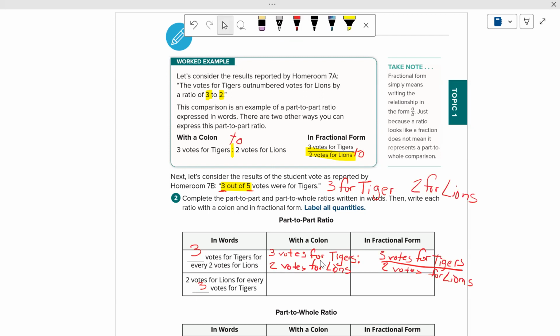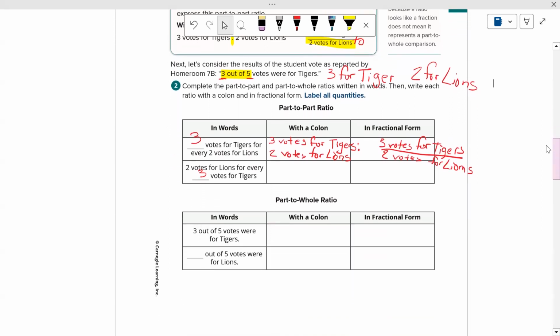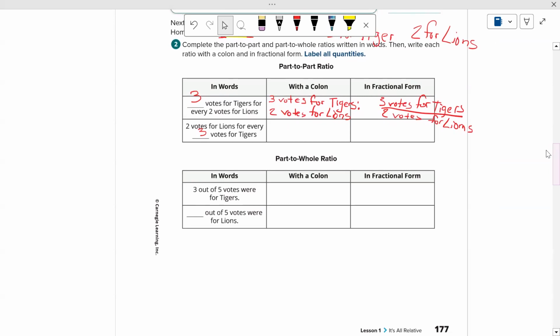So I'm not going to write the second one because it's the same as the first, just in reverse. So you would just flip-flop the 2 up here. Here are the same ones that are giving you part to whole ratio.